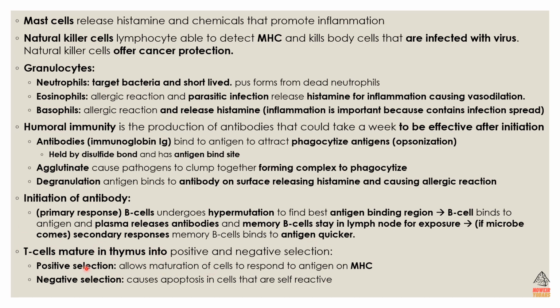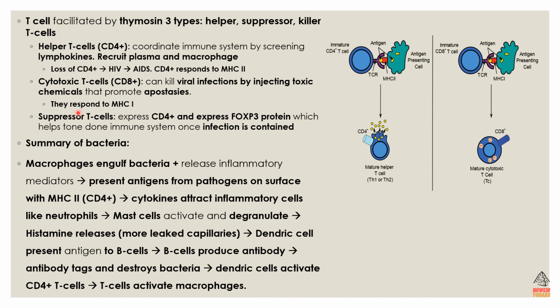So positive selection allows maturation to respond to the antigens on MHC, and then the negative selection allows for apoptosis. It's cell death in cells that are self-reactive. Next, we have the T cells. Let's break down the T cells. T cells are broken down into helper, suppressor, and killer T cells, and they're facilitated by thymosin.